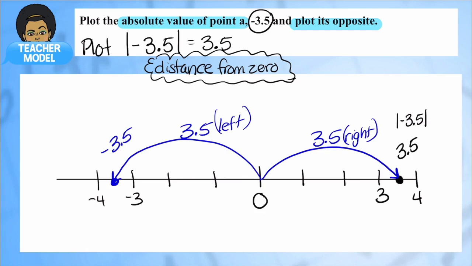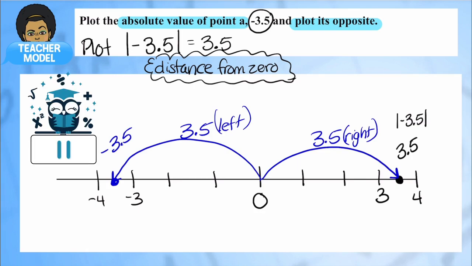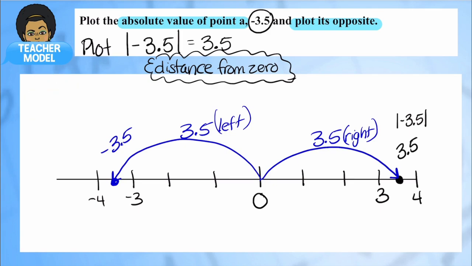So hit pause. Let's jot this down in your notes. And as you're doing your mid-lesson and your practice, please make sure you're thinking about the language, because our words really matter when we're talking about location with numbers.